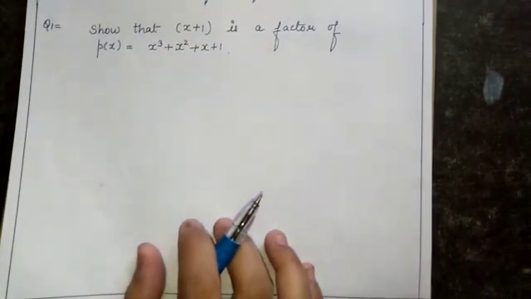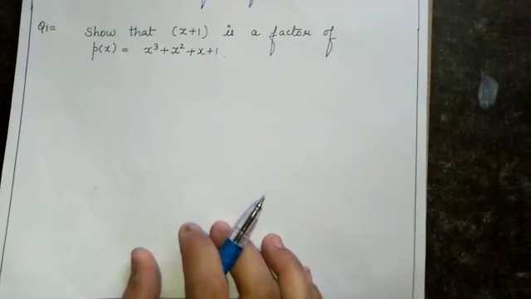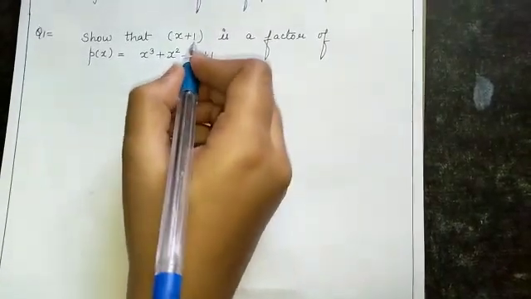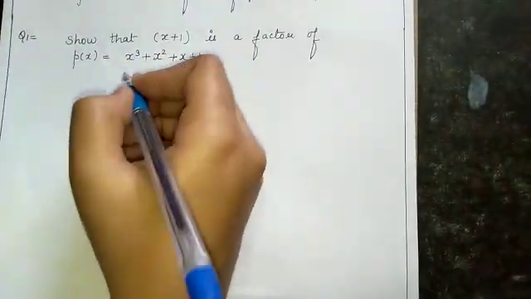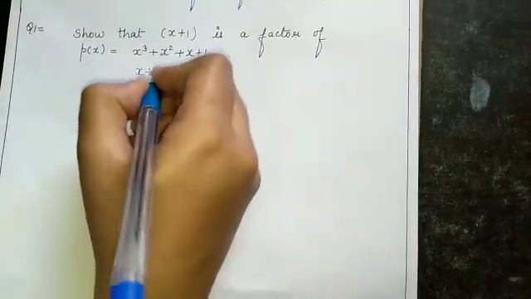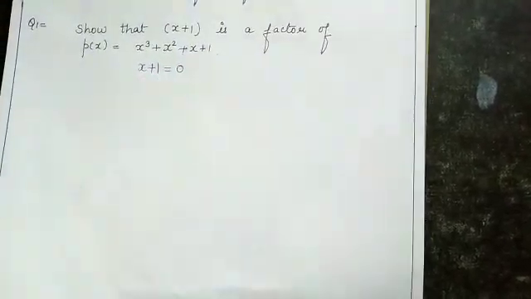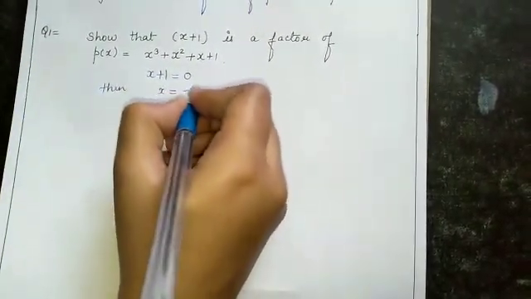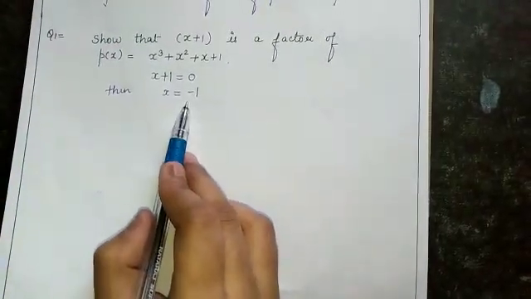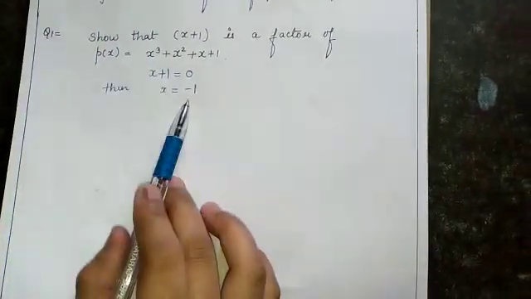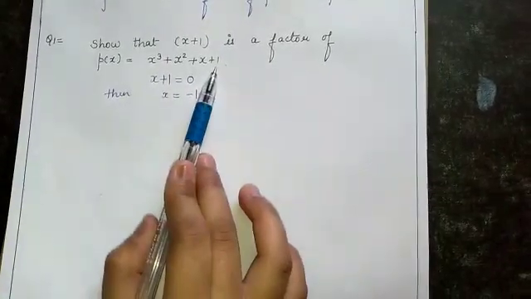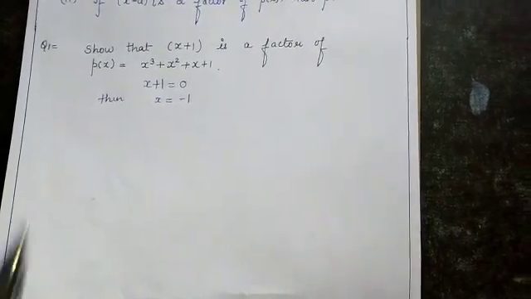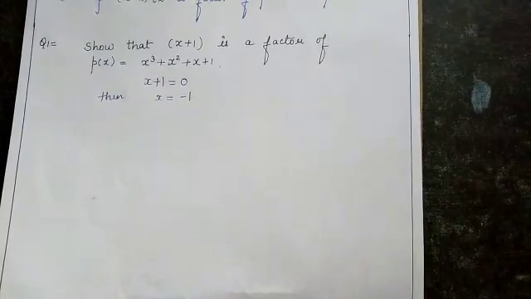So first of all, we need to know what is a. Actually, a is a real number, so find a. Here, x plus 1 is a factor. Then x plus 1 is equal to 0, so then x is equal to minus 1. So minus 1 is the a. Now put this value in this polynomial, and solving the polynomial gives 0. Then this x plus 1 is a factor of the polynomial.